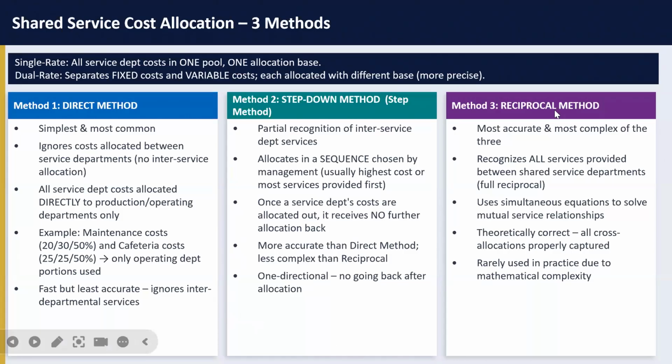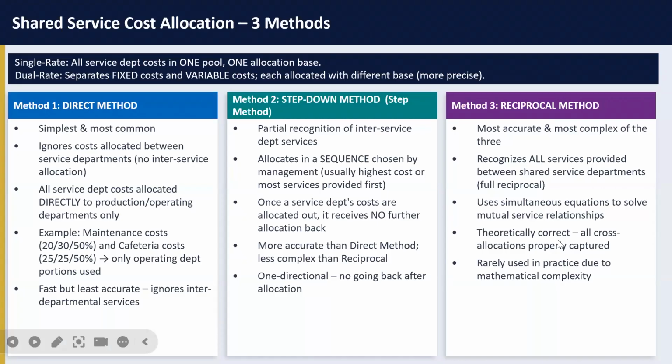And third up, we have the reciprocal method. It's the most accurate and the most complex one. Okay. Because it recognizes all services provided between shared service departments. That means all sorts of services that you have given to other departments and taken from other departments. Everything will be accounted for in the reciprocal method. Okay. So here it uses simultaneous equations for the calculation.